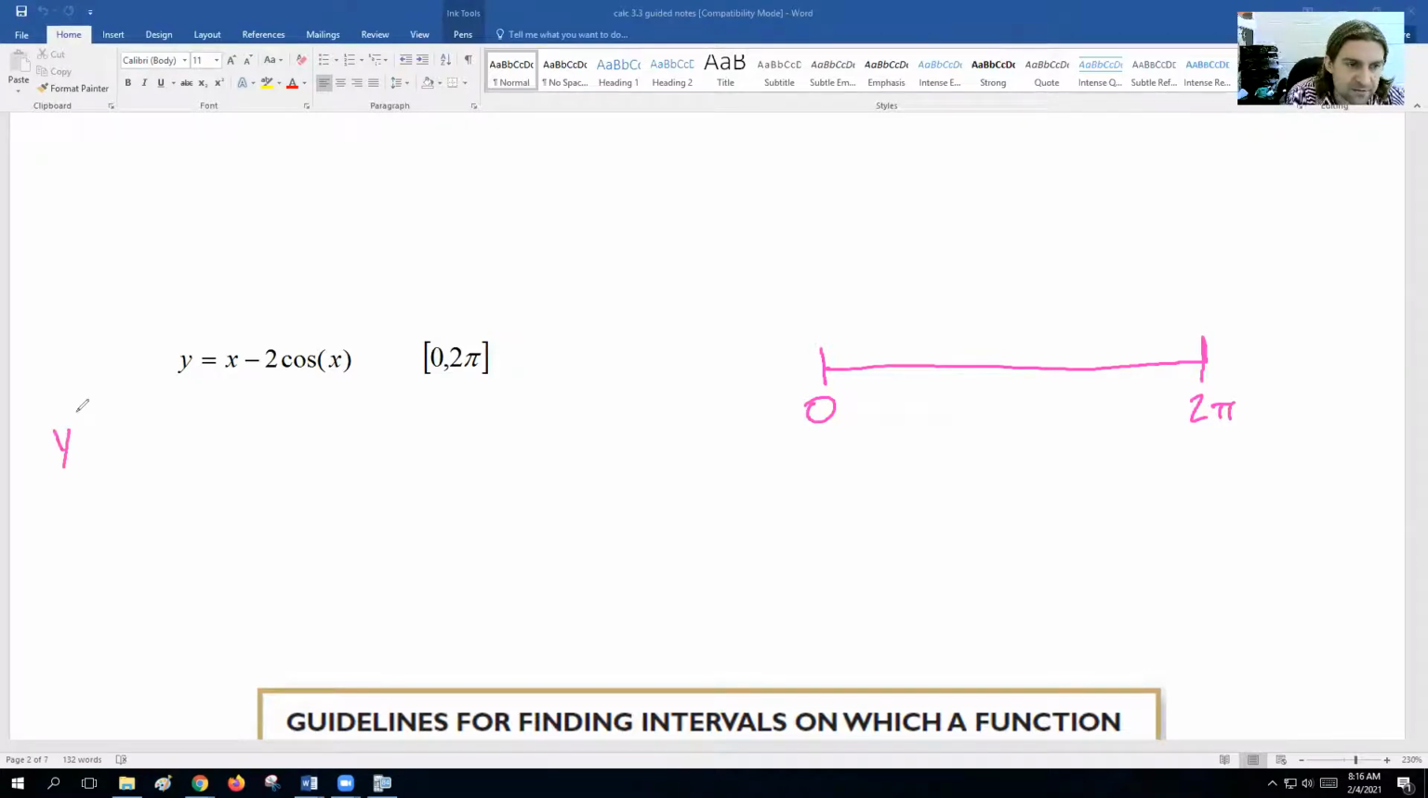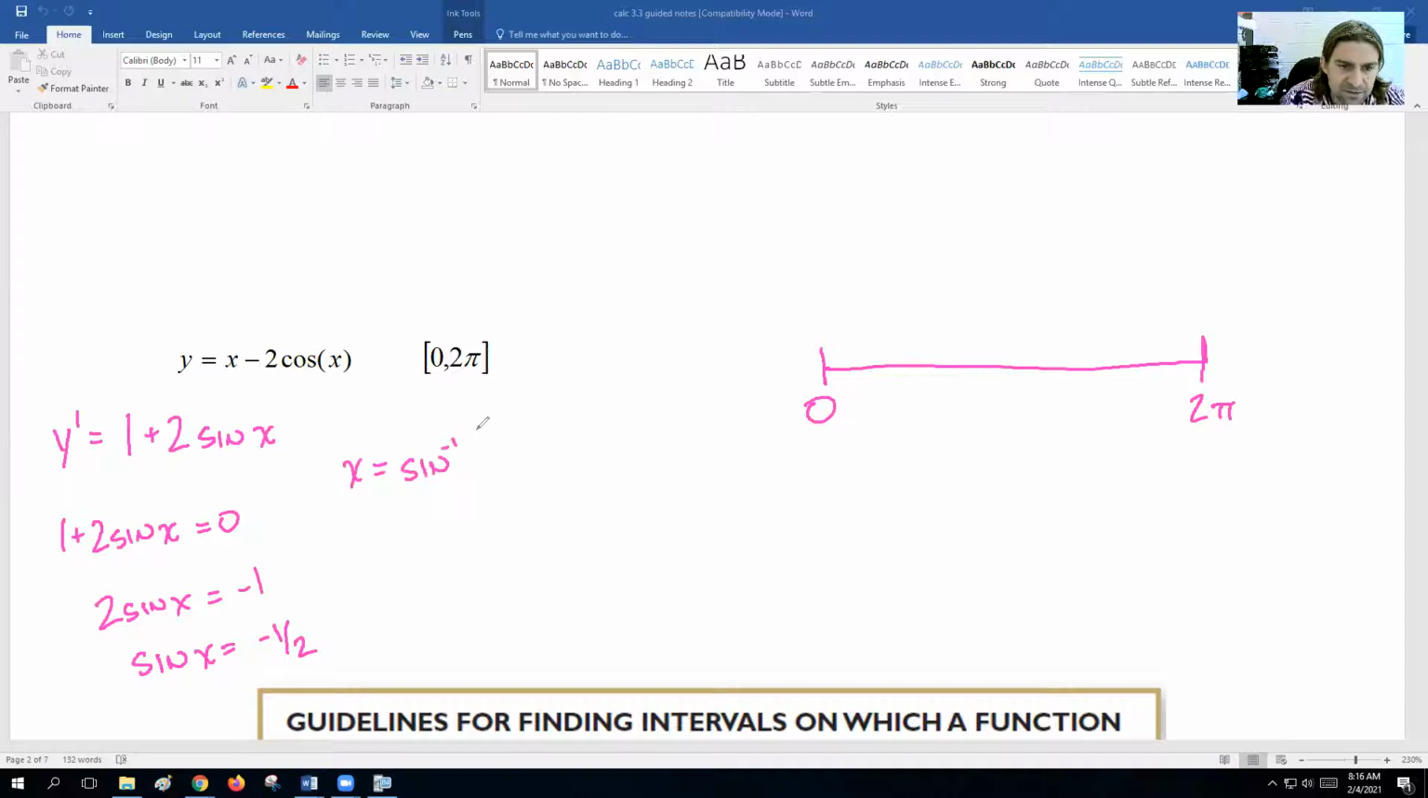But we're still going to take the derivative here. Let's see, x goes to 1, and then minus 2 cosine. The derivative of cosine is negative sine. So minus 2 cosine becomes plus 2 sine of x. Okay, so let's set that equal to 0 and solve. We have 1 plus 2 sine of x equals 0. We subtract 1 over to get -1, then divide by 2. So sine x equals -1/2. When we take the inverse, x would equal the sine inverse of -1/2. So take out a unit circle and try to see where the sine, which is the y, equals -1/2. That would be at 7 pi over 6 and 11 pi over 6.